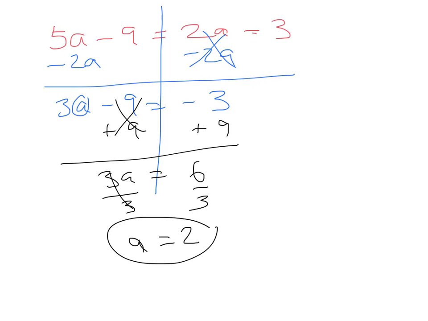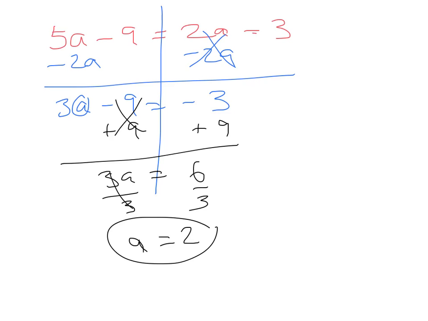All right, so I'm going to give you one to try on your own, and then we will go over it, and then we're going to work on this again in class tomorrow. All right, so here's your problem. 5a minus 9 equals 2a minus 3. Okay, so you're going to go ahead and try that on your own, and then turn it back on, and we'll go over it.